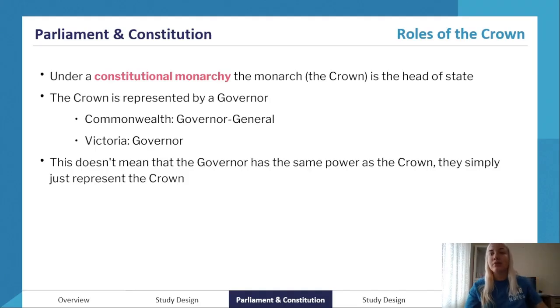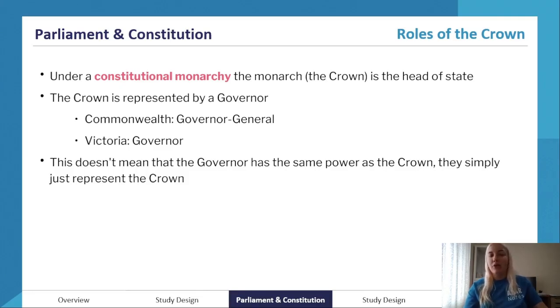So now looking at the roles of the Crown. In Australia, we have what's called a constitutional monarchy, meaning that we have a monarch, which is the Crown and is the head of state. Obviously, the monarch or the Crown refers to the royals in England.